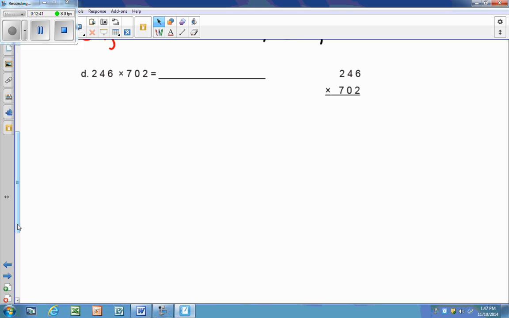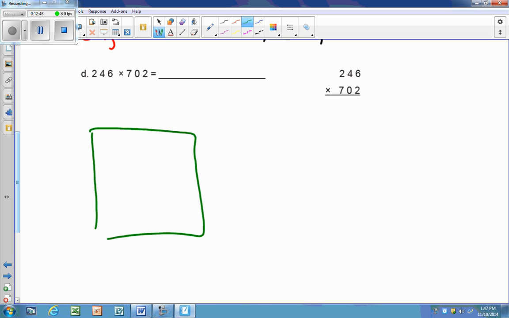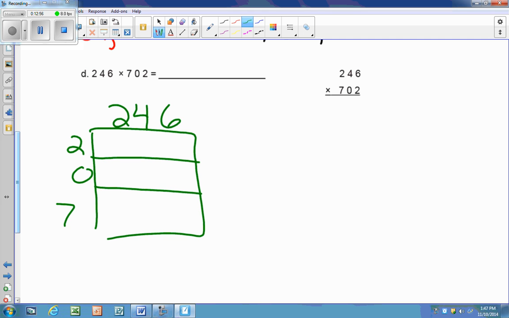So now we're at letter D. 3 digits again. This is 246. First place is 2. Next is 0. And the last one is 700. This 0, I don't need it, so I really only need 2 rows. If you want to use it, you can if it will help you.